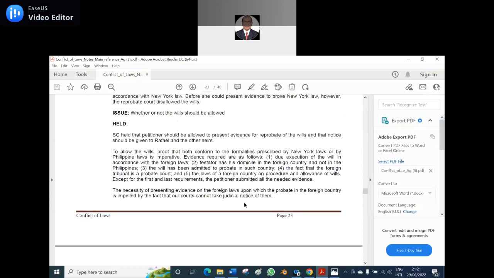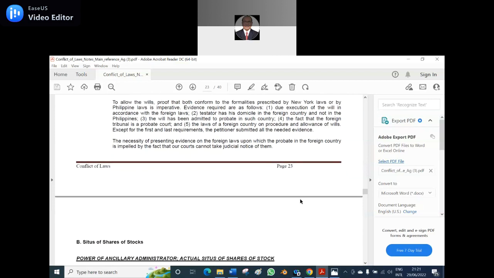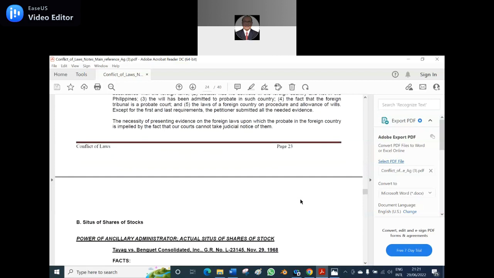The necessity of presenting evidence on the foreign laws upon which the probate in the foreign country is based is impelled by the fact that the courts cannot take judicial notice of them. When a foreign country is involved, what law should be applied must be proved. If reprobate is not proved, naturally the Rafael side will be the valid will. So that was the decision. Those who want to rebut it have to prove it. If they don't prove it, then as usual the husband's side trustee's will will be the valid will. According to that will, the distribution of the property of the deceased will be undertaken.